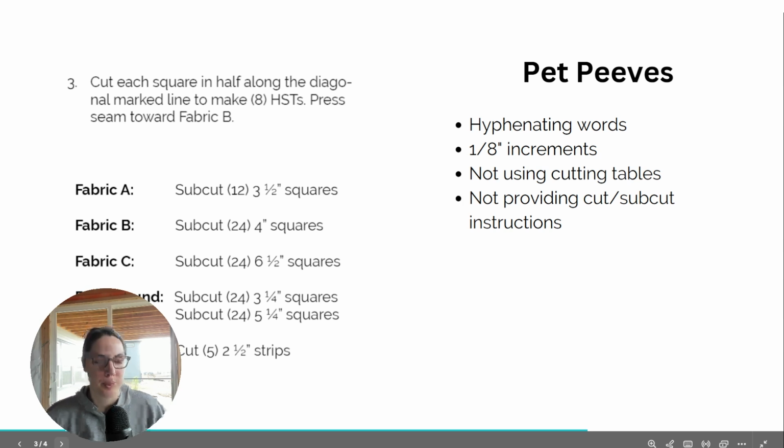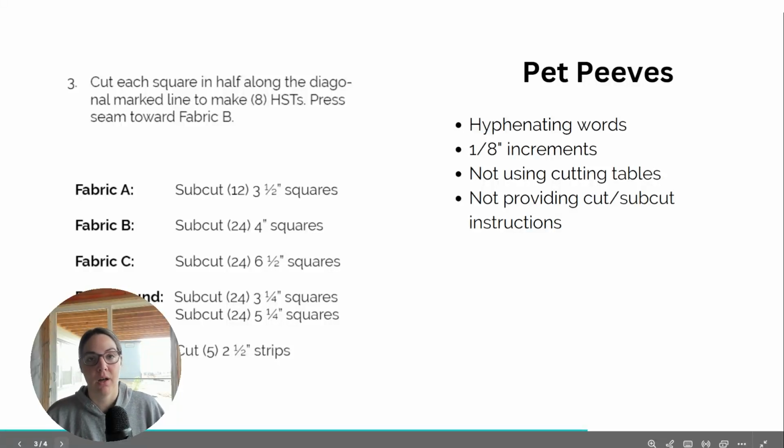This 4th bullet point is the one that really irks me, and that is not providing cut and subcut instructions. So what I mean by this is not providing, like, cut X number of width of fabric strips and then subcut them into X number of squares and rectangles, right? I've seen an increasing number of patterns that don't do this, right?